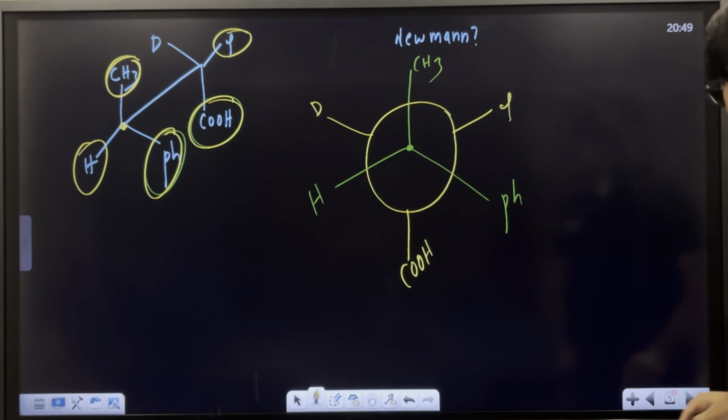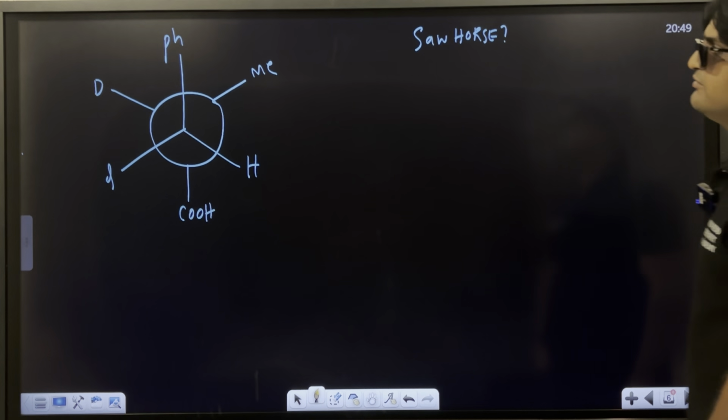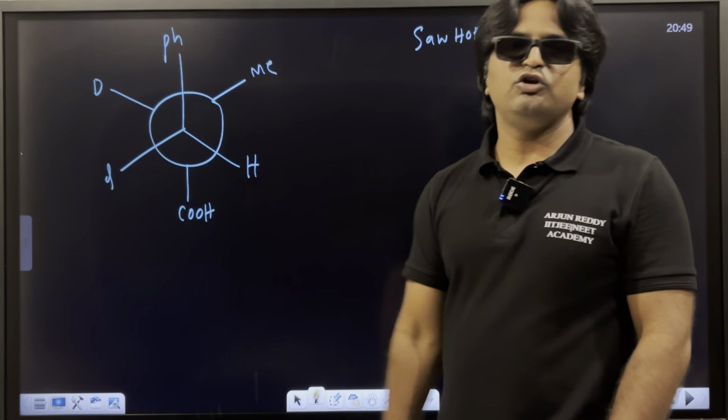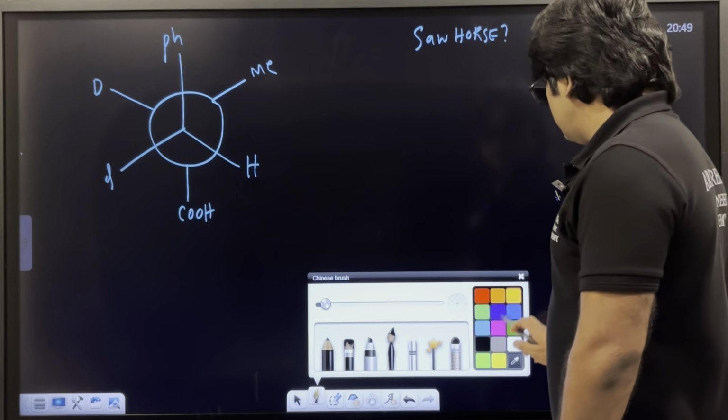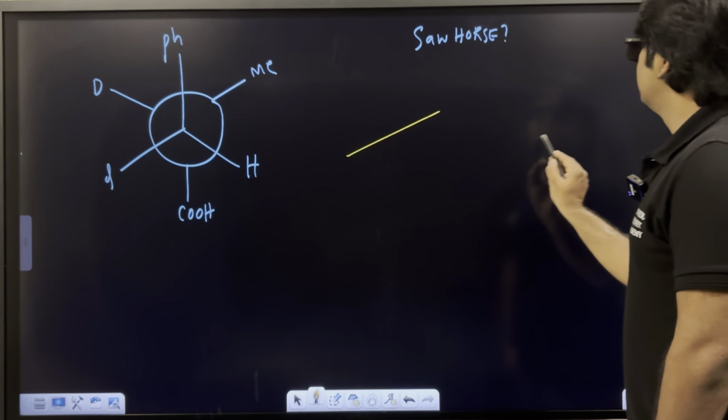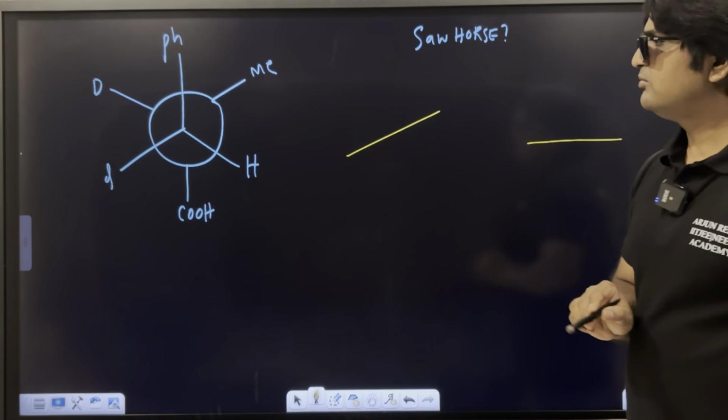Okay, clear. Come to the next example. Here, a Newman projection is given. How to convert Newman into Sawhorse? Very simple. You can take either diagonal or simply horizontal. That's not the problem. Okay.